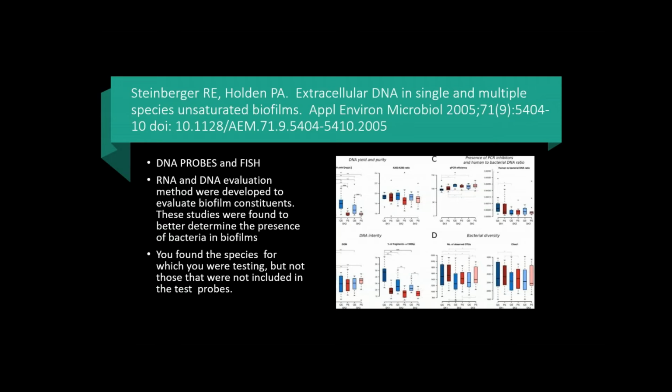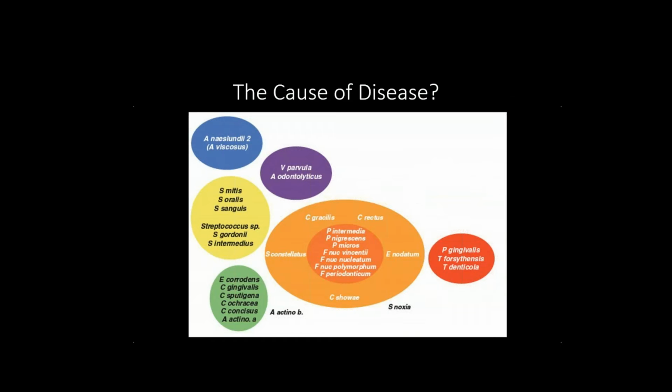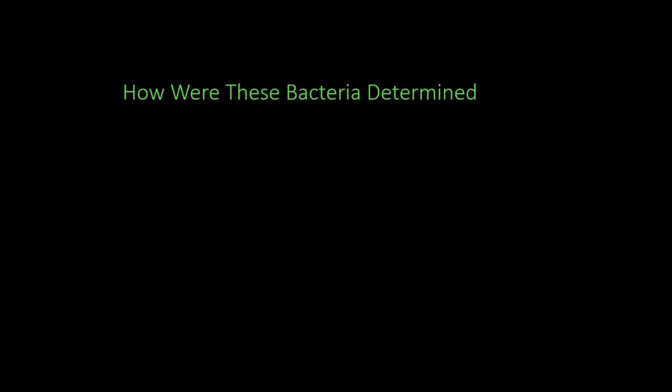So if you're looking for PG, you had to have a PG probe. Looking for AA, you need an AA probe. FN had to have an FN probe. But that's what they had in the beginning, and that's how they came up with this list of bacteria responsible for disease. I'm going to show you a periodontal pocket that doesn't have one of these in it. Are these a cause of disease? Well, maybe, but let's look at how this was derived.